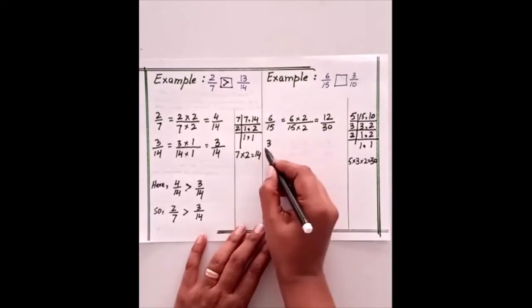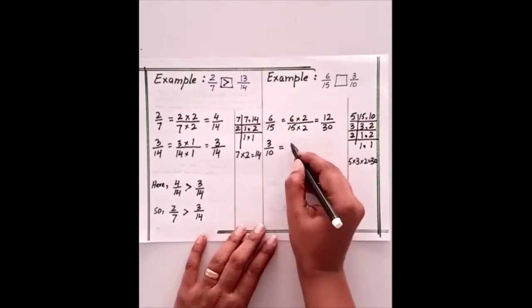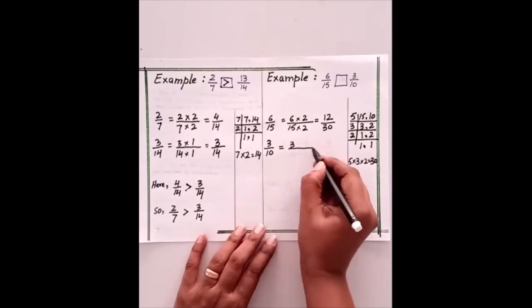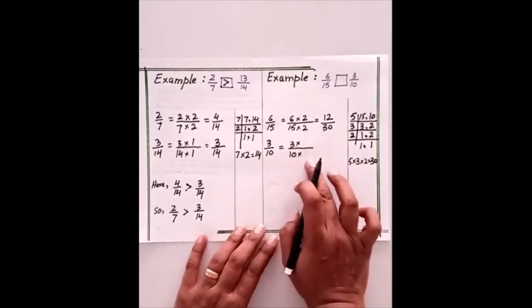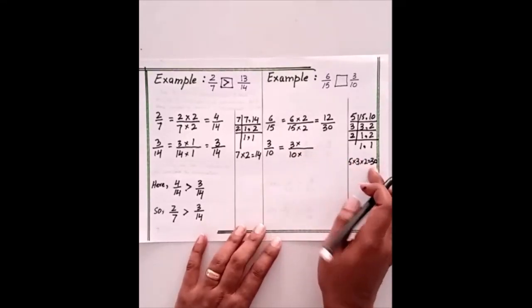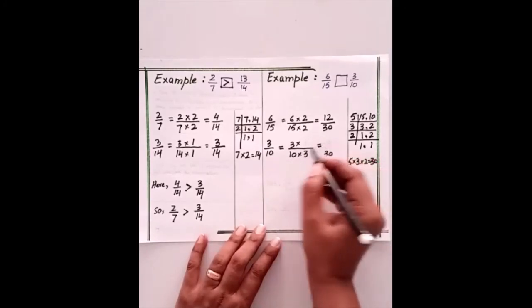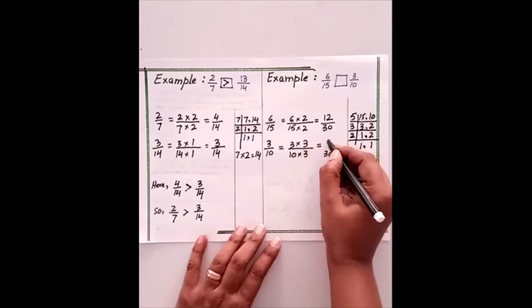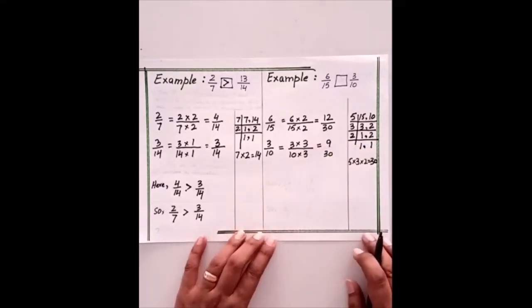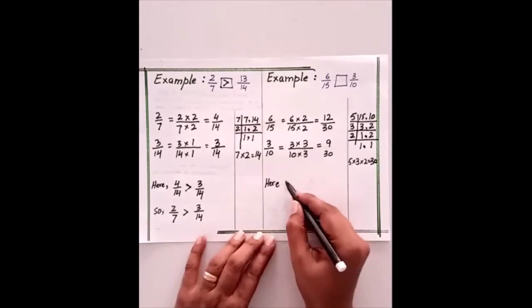Same procedure we will do with 3 upon 10 over here. We will multiply the numerator and denominator with the same number. We want 30 here, na? So 10 threes are 30 will come here, and we multiply the numerator with the same number, 3 threes are 9. Now they are like fractions. Here they have become like fractions.